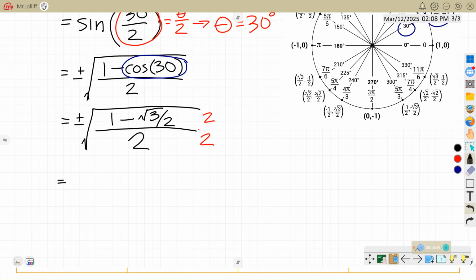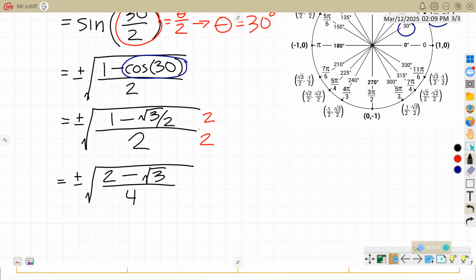Equals plus or minus big square root fraction. And we write the simplified fraction. In the numerator, we have to distribute the 2. 1 times 2 is 2 minus square root of 3 over 2 times 2. What happens to those 2's? They cancel. That's why we did it. So it's just square root of 3. Happy face. In the bottom, what do we get? 4. Perfect.